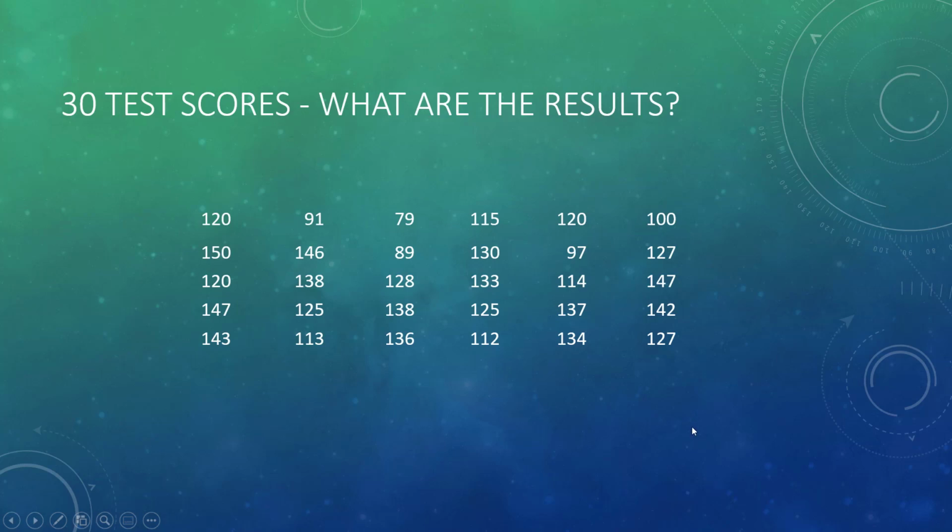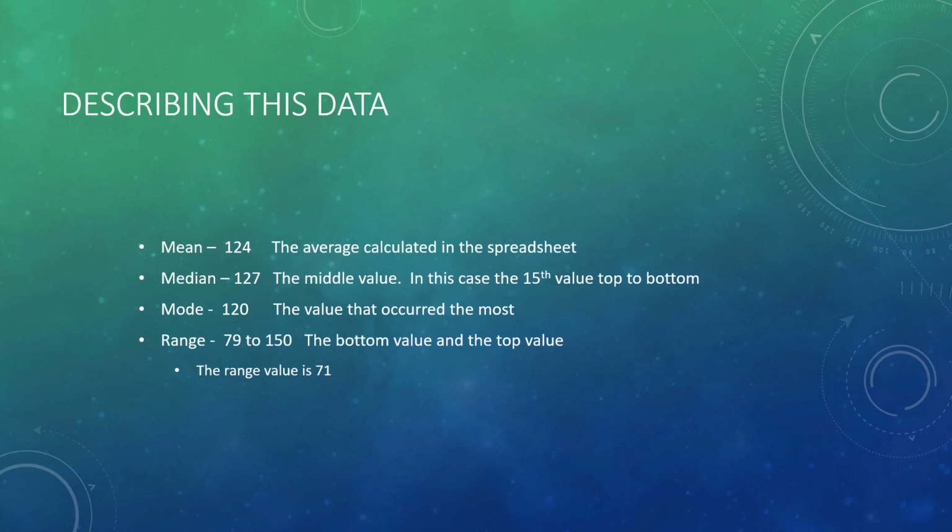So you would put this into a spreadsheet, or you'd write them all out and do the math by hand, and you would get that the mean is 124. So you added all 30 scores together, divided by 30, and got 124 as the average score for the test. When you put them in numerical order, top to bottom, the middle value, the 15th value from top to bottom, was 127.